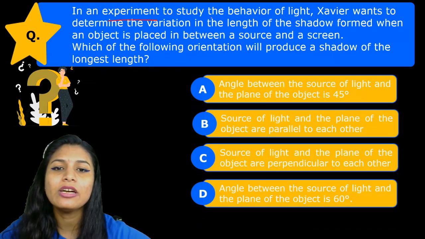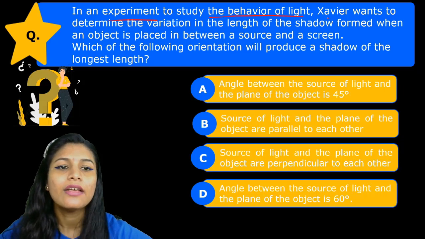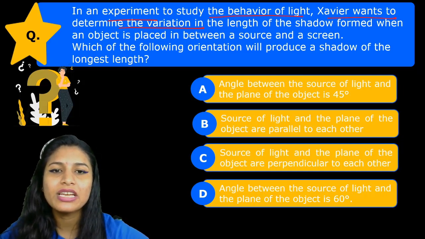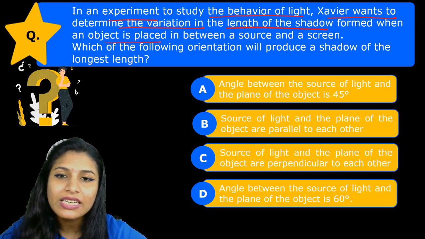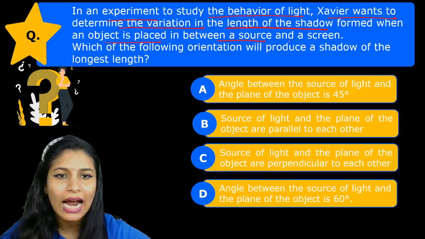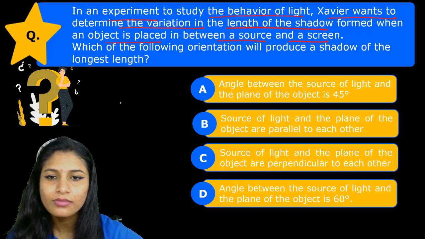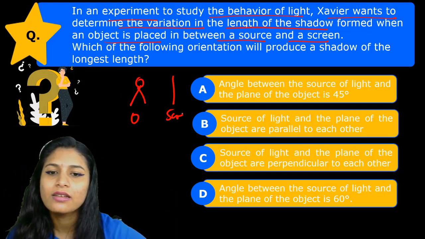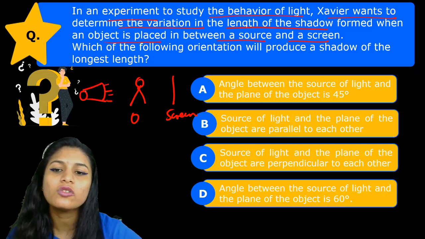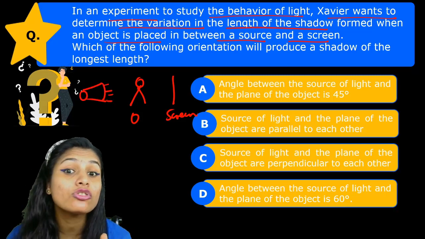In an experiment to study the behavior of light, Xavier wants to determine the variation of the length of the shadow formed when an object is placed between the source and the screen. Okay. Children, this is our object. This is our screen and the source is here. Source means that from which light is produced.